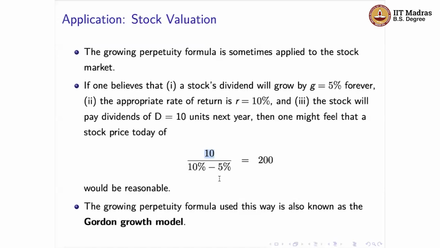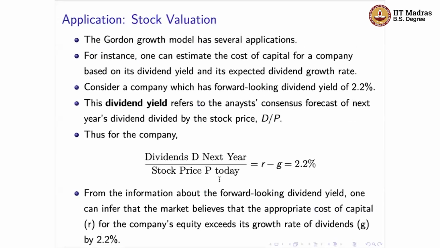So if you apply the growing perpetuity formula this way to stocks, then this is also known as the Gordon growth model, and this is something that is used for making rough approximations. So whenever you see the Gordon growth model, you know that this is nothing but the growing perpetuity formula. Let's see how the Gordon growth model can be used to provide some useful applications.